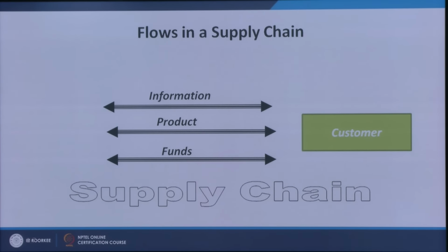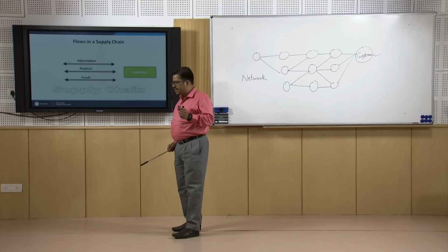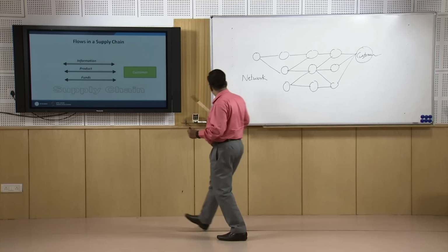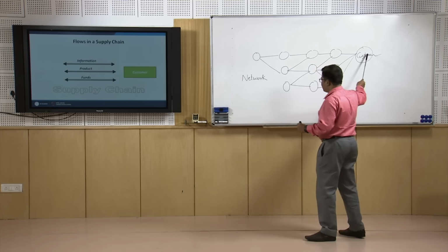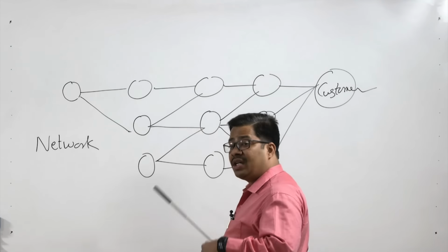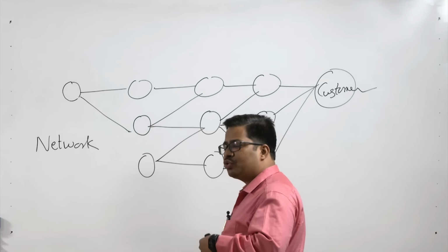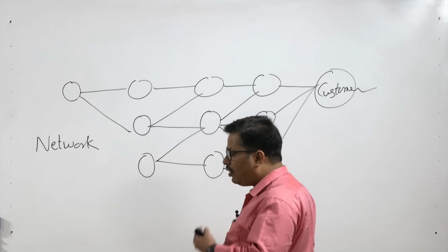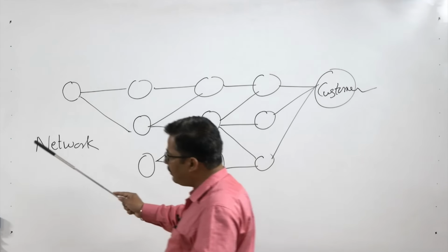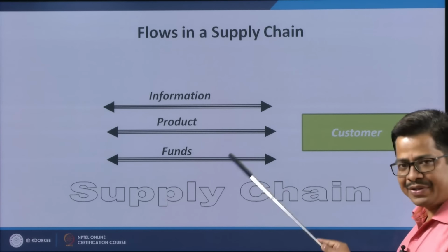Just to tell you, normally the primary thing which flows in the supply chain is product, and product flows from the manufacturer side to the customer side. But nowadays, because of environmental issues and so many other cost related issues, a lot of products also flow in the reverse direction, and therefore we have arrows with respect to product in both directions.